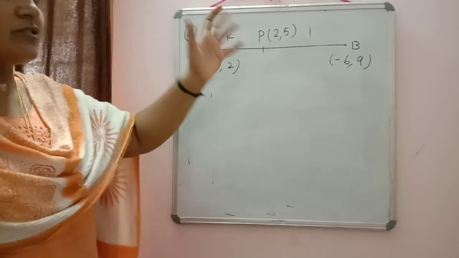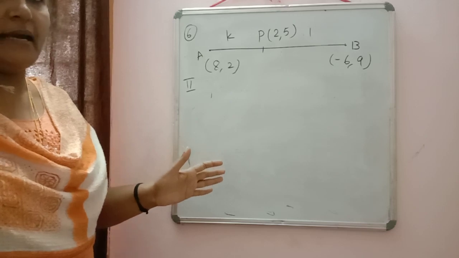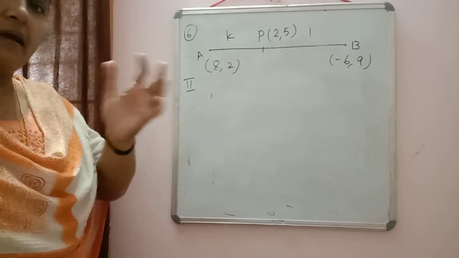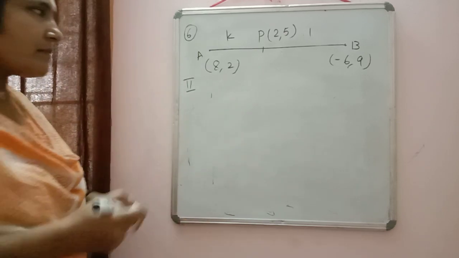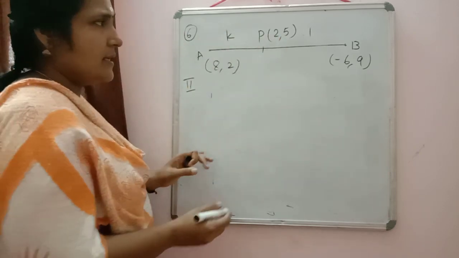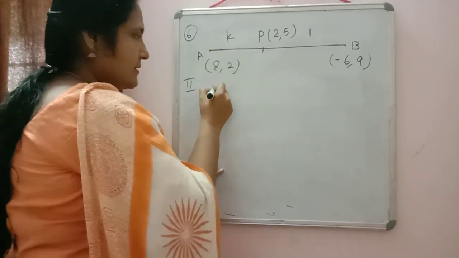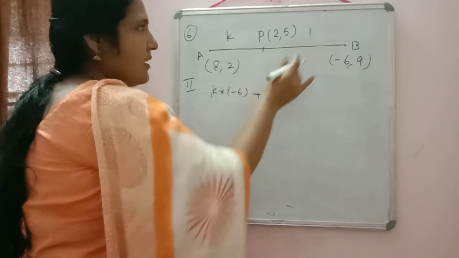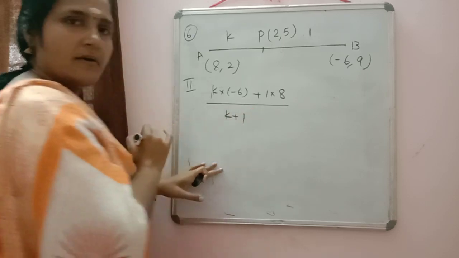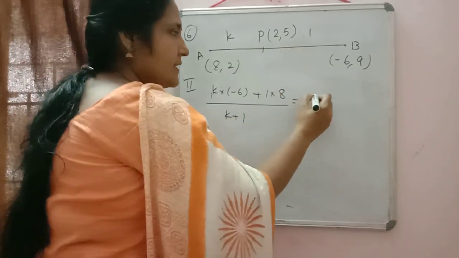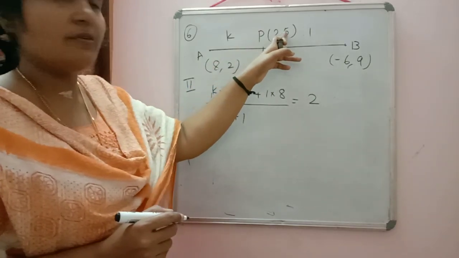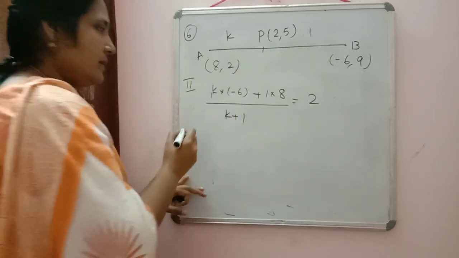So it seems you are solving a linear equation in one variable. In whichever method you feel comfortable, use that method only. I am just explaining both the methods. So again, if we are taking the ratio as k is to 1, what will be the x coordinate? k into minus 6 plus 1 into 8 by k plus 1, and it was given that the x coordinate is equal to 2. It is not necessary to check with the x coordinate. If you want, you can do it with the y coordinate also. The answer will come the same only.